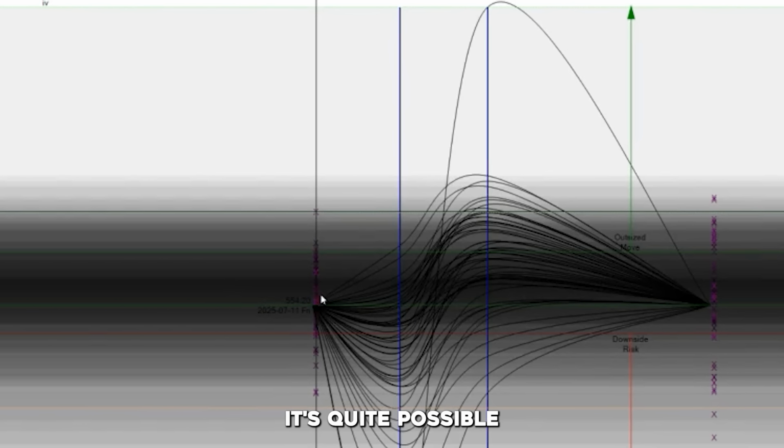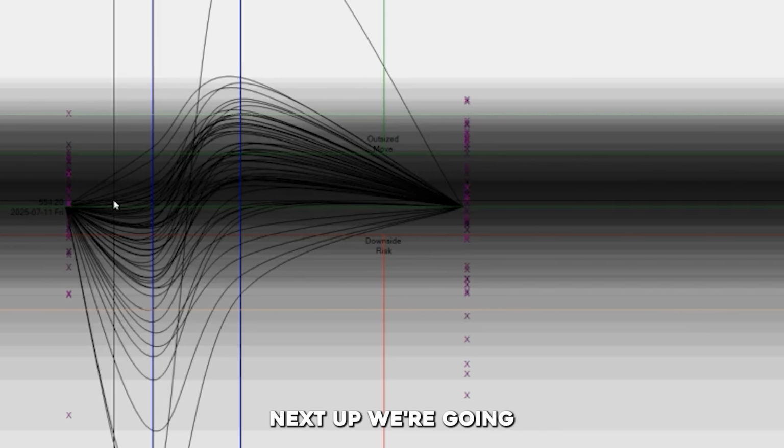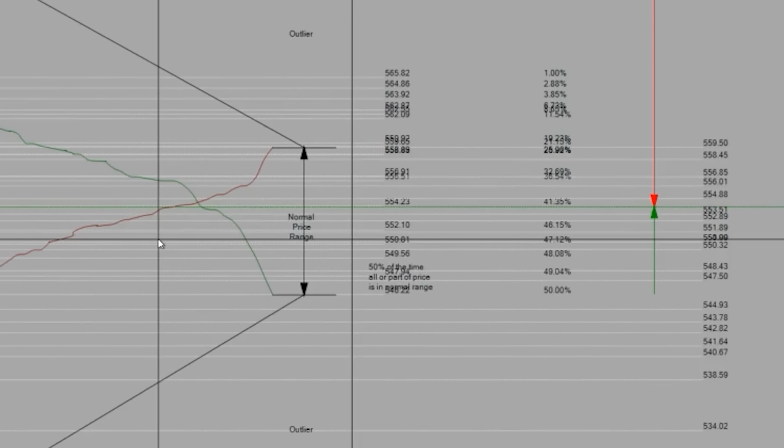Trying to show that it's quite possible that the market opens in this zone right here. And same is for the close. Simple concept. Next up, we're going to go to the odds graph.